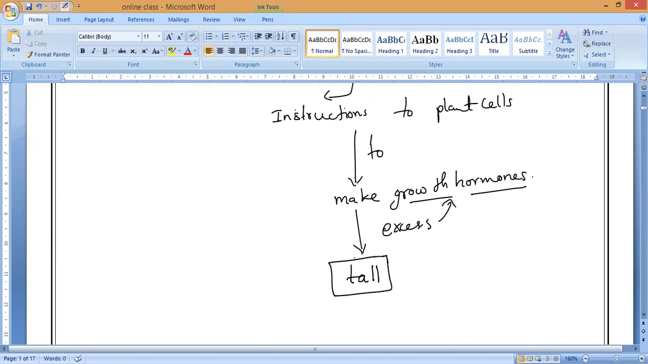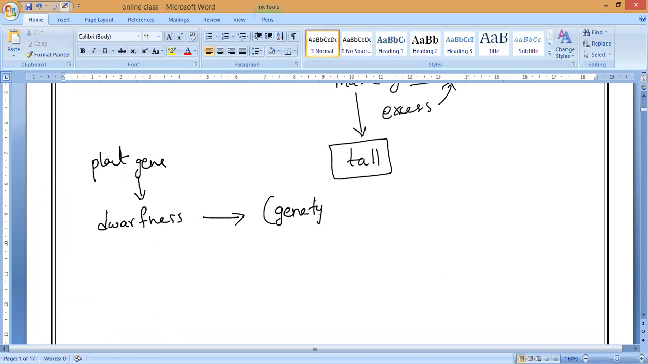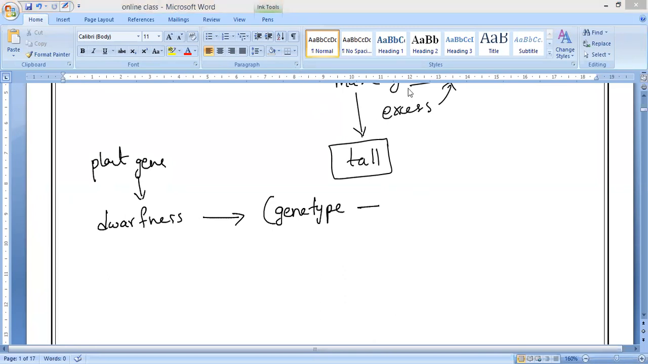And in the same way, let us consider a plant having a gene set for dwarfness. Now, what is happening, guys? Tell me, what is dwarfness? Dwarfness means what? Please respond. What is the genotype for dwarfness? What is the dwarfness genotype, Ra? Anybody?